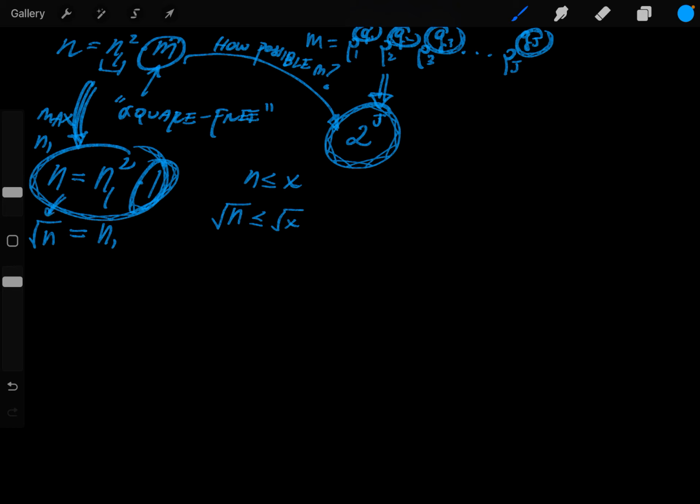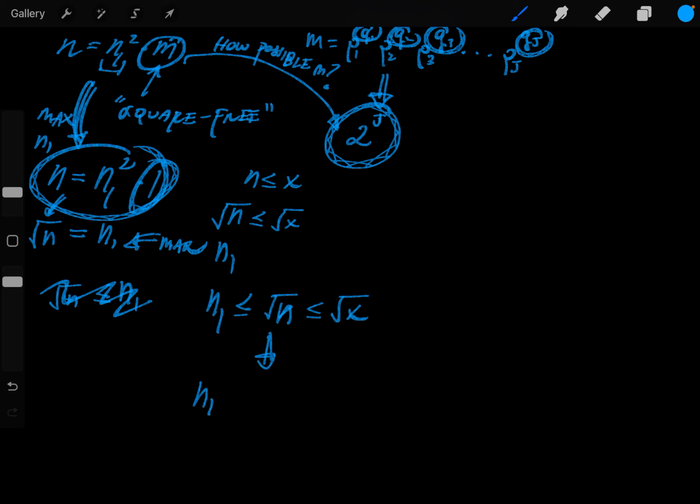This forces this fact. This is the maximum value for n1. So n1 is guaranteed to be less than or equal to the square root of n, but we know that the square root of n is less than or equal to the square root of x. This just comes down to n1 having to be less than or equal to the square root of x. And I have, at most, the square root of x possibilities for my choice of n1.